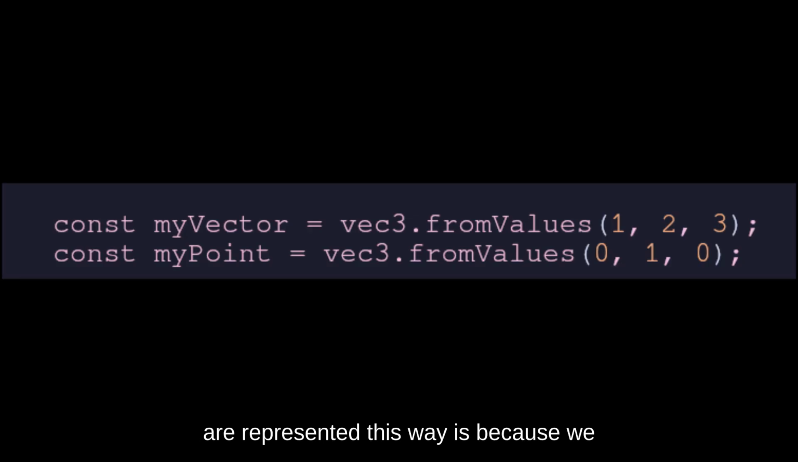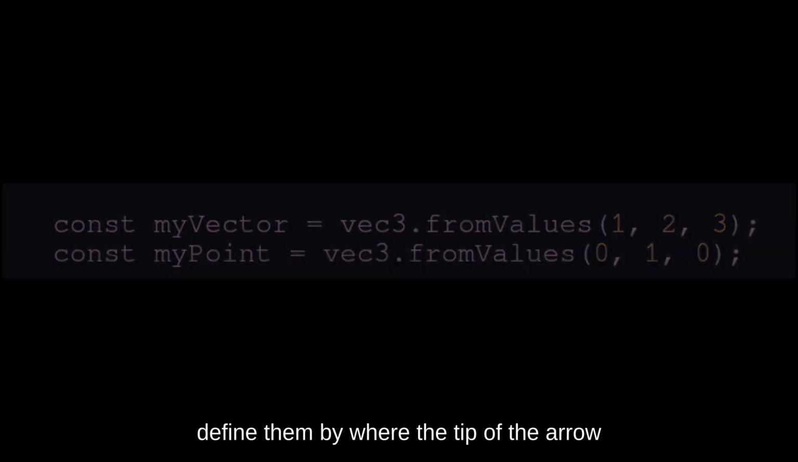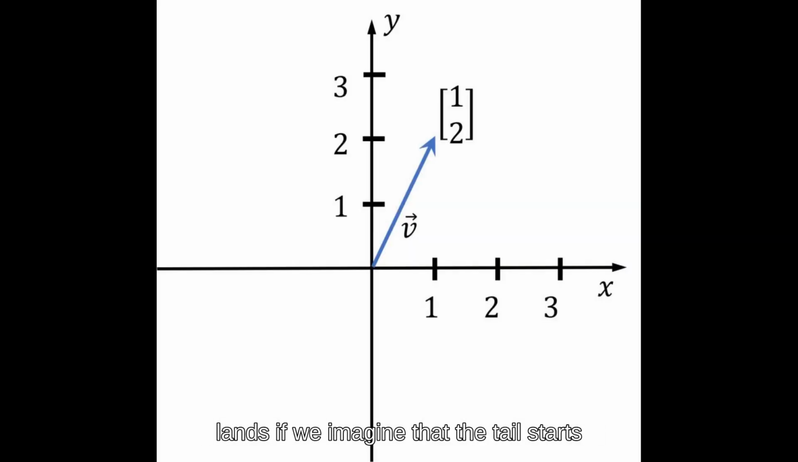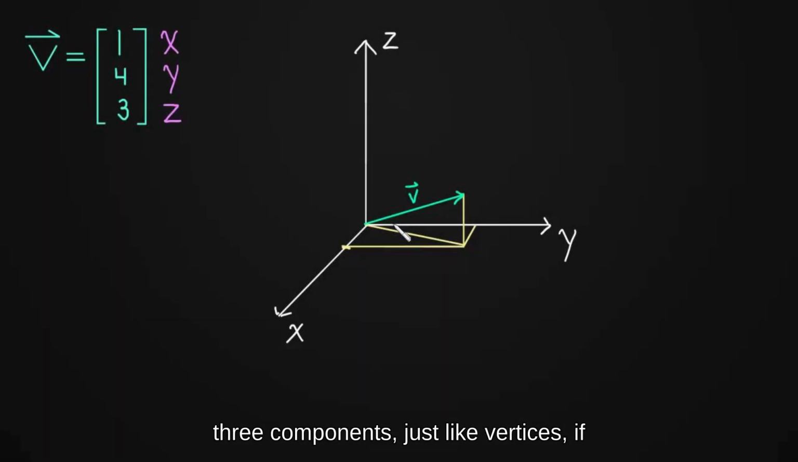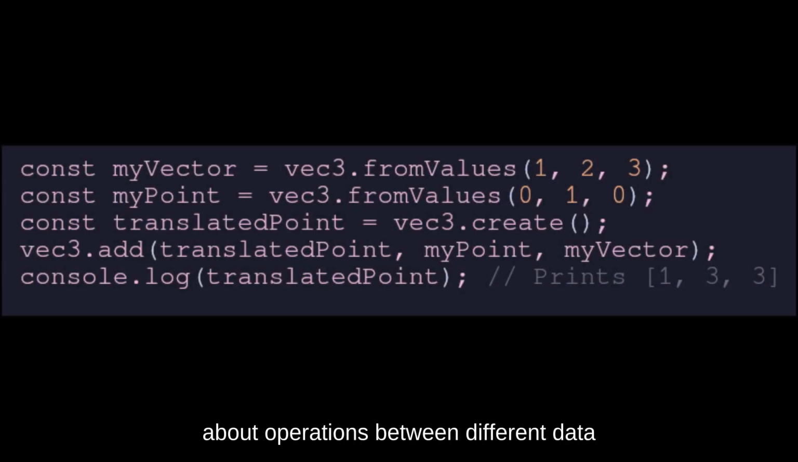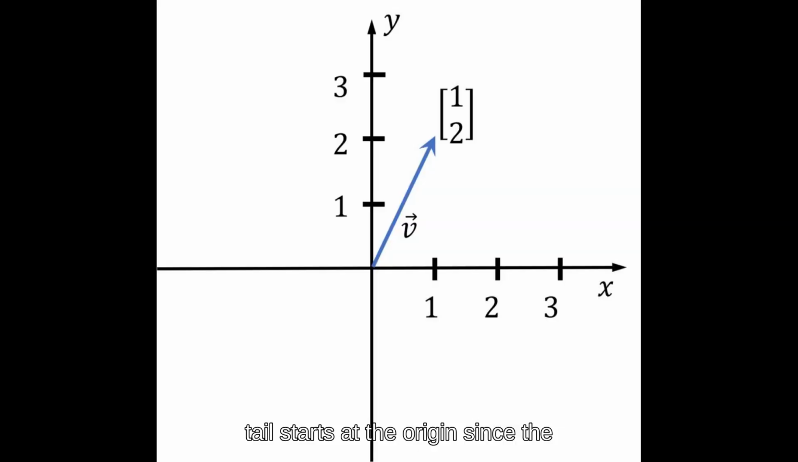The reason vectors are represented this way is because we define them by where the tip of the arrow lands if we imagine that the tail starts at the origin. So in a way, we do sort of define vectors with points. The other obvious reason is that vectors contain 3 components, just like vertices, if we're talking about 3D vectors and vertices. So it's most convenient to just represent them with the same data type. Plus, this way, we don't have to worry about operations between different data types. Again, we're imagining that the tail starts at the origin, since vectors have no actual location.